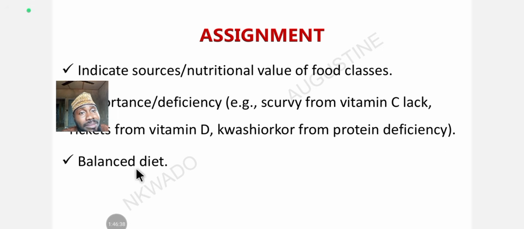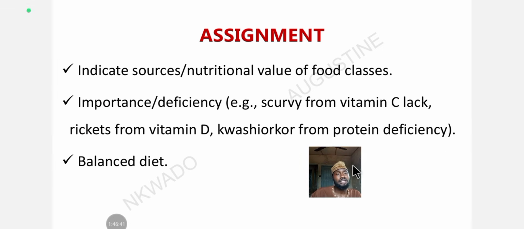Okay, so heat can denature enzyme. That's why enzymes have the particular temperature that they work in.